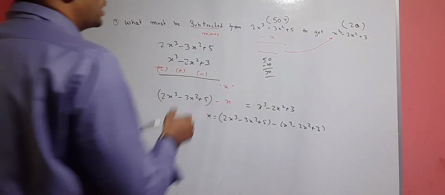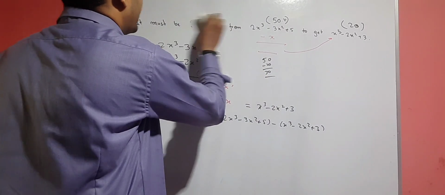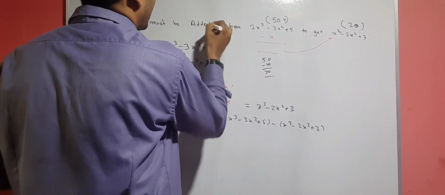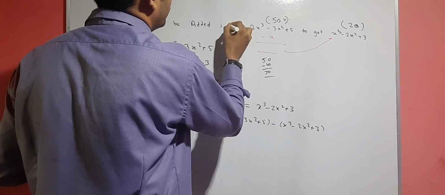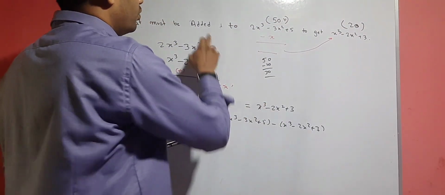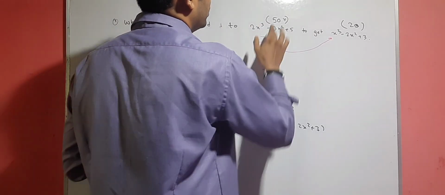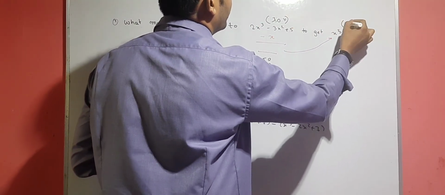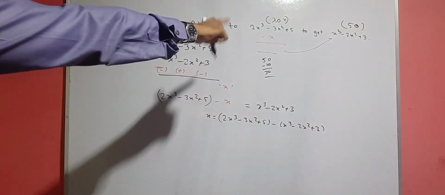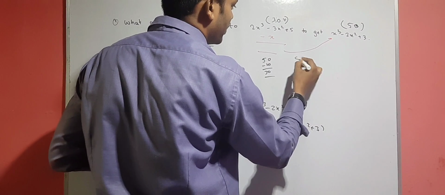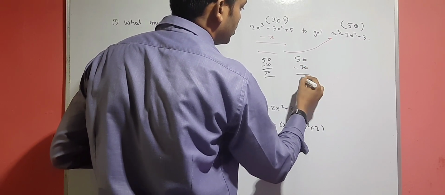Now in case of added, what number must be added? For example, same question, added to this one to get that one. What must be added to this one? For example, here you have 30, here you have 50. What must be added to 30 to get 50? So 20. How did you get 20? So 50 minus 30, 20.